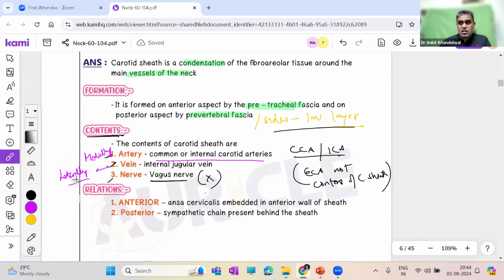Now again, sir, why do we need to know this? Just for solving MCQs? No. For this internal jugular vein, sometimes you have to do an IJV catheterization. Yes or no? So where would you try to locate it? If you can feel the carotid, just lateral to it, I should have my internal jugular vein. So you should have a basic idea of this.